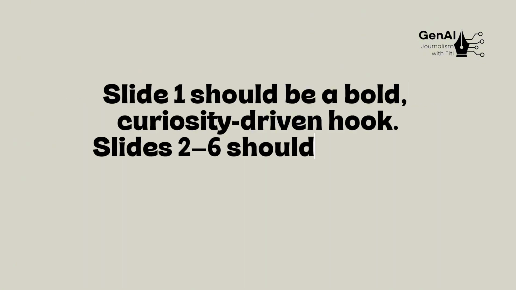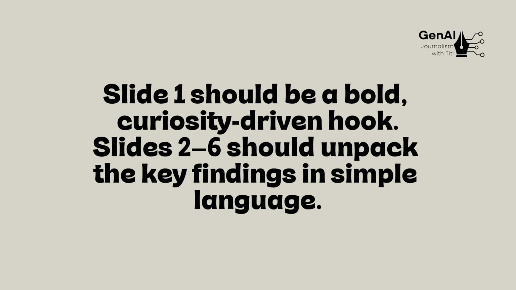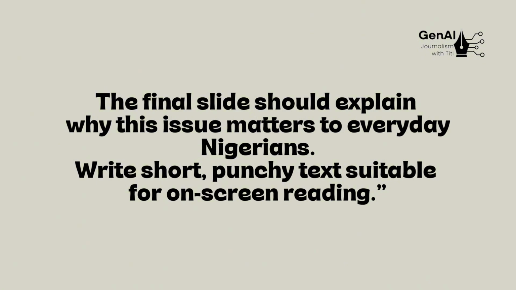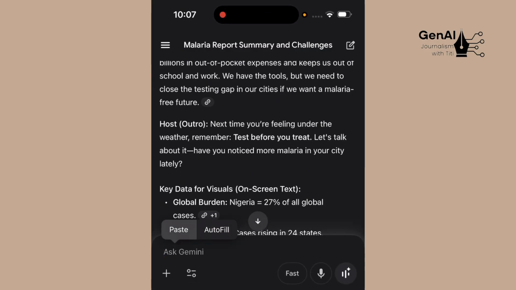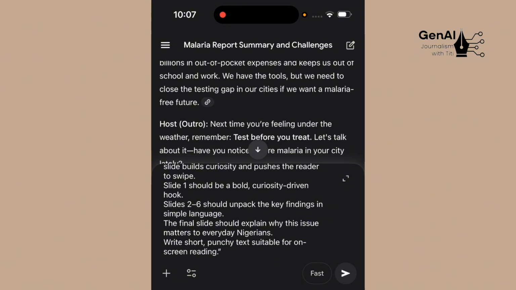Slide 1 should be a bold, curiosity driven hook. Slides 2 to 6 should unpack the key findings in simple language. The final slide should explain why this issue matters to everyday Nigerians. Write short, punchy text suitable for on-screen reading. So we take the prompts to Gemini to create the slide text for the carousel.